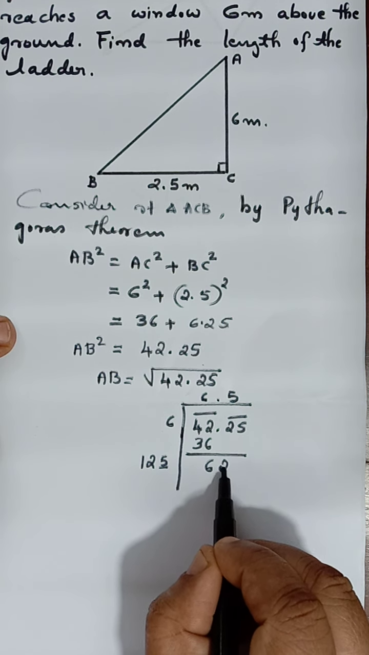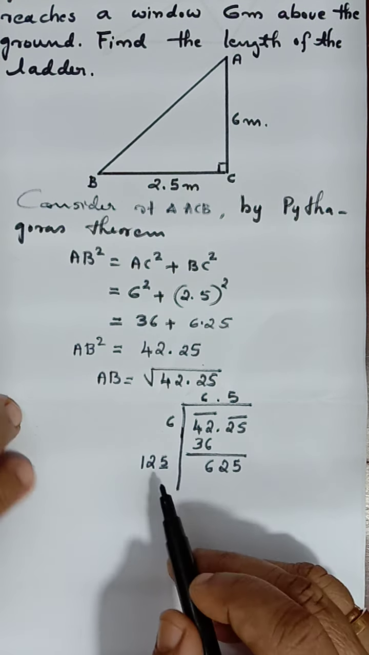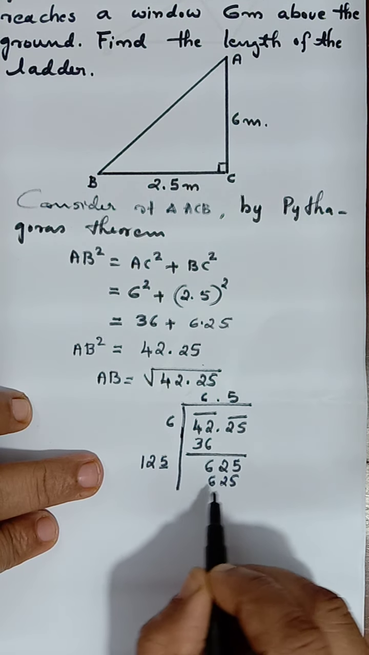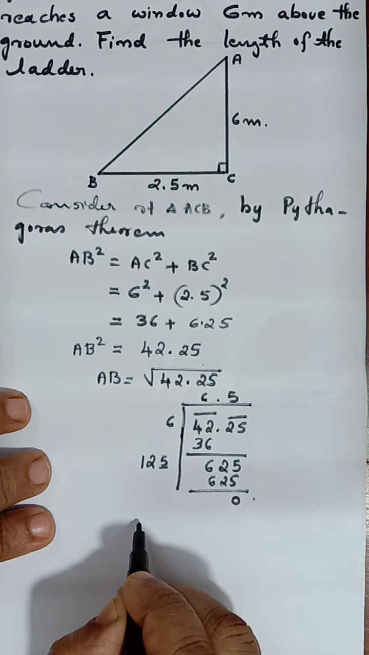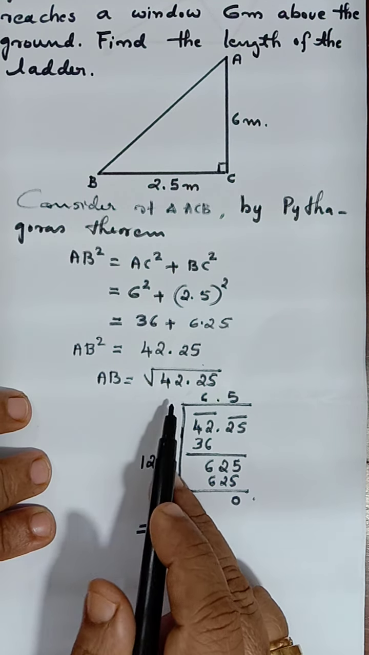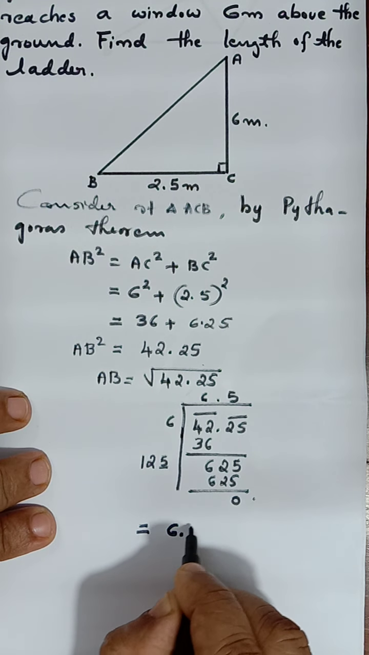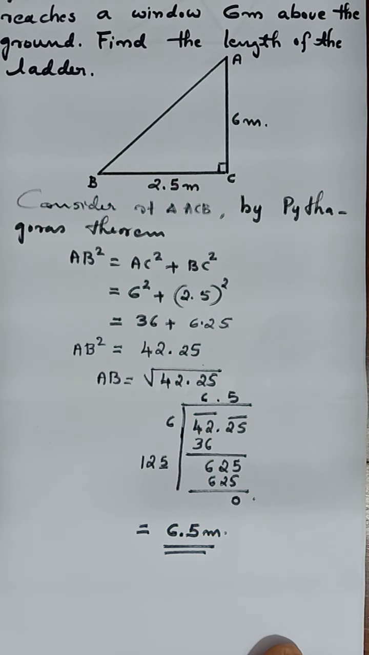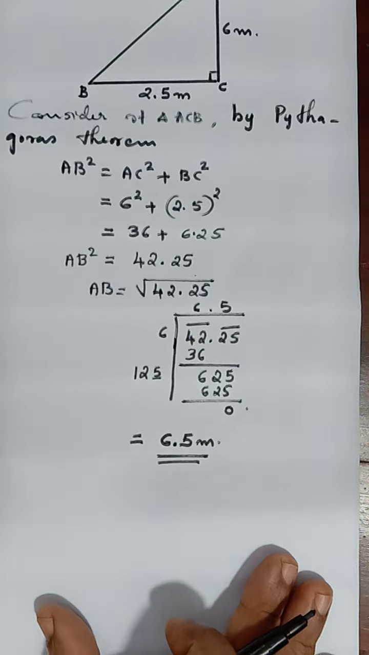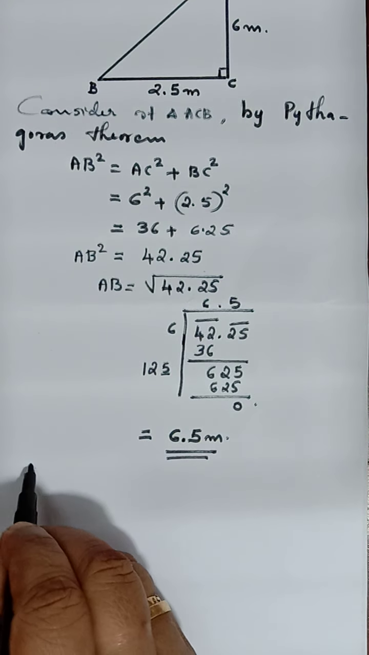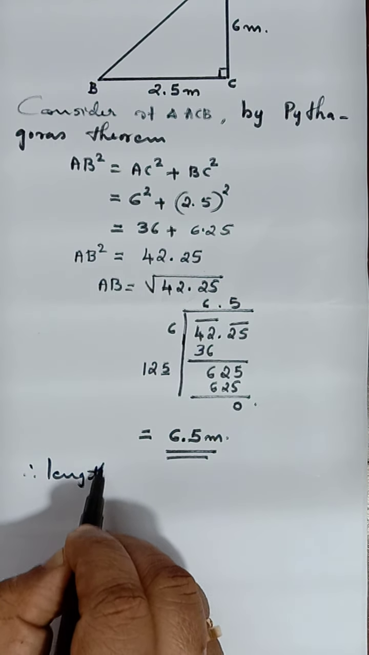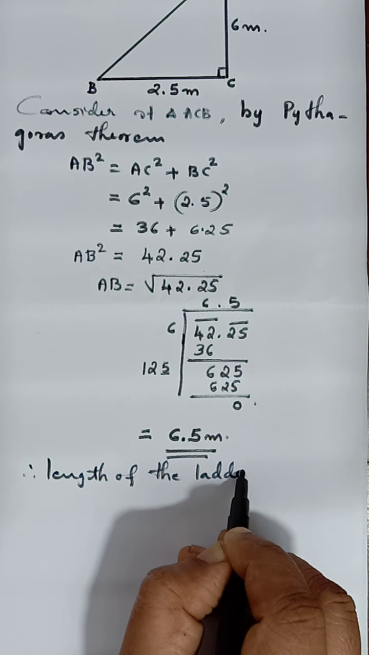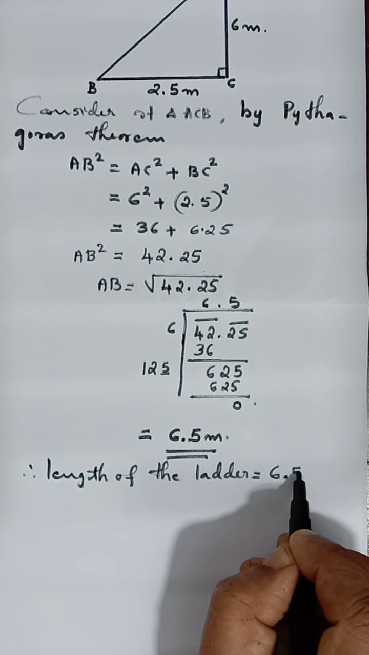So bring down 25, 625. 125 into 5 is 625. You can multiply and write. This is how we are getting the answer. It is completely divisible. So the square root of 42.25 is equal to 6.5. As it is the length of the ladder, we have to write with the unit and also in words. Find the length of the ladder is the question. Therefore, length of the ladder equal to 6.5 meter.